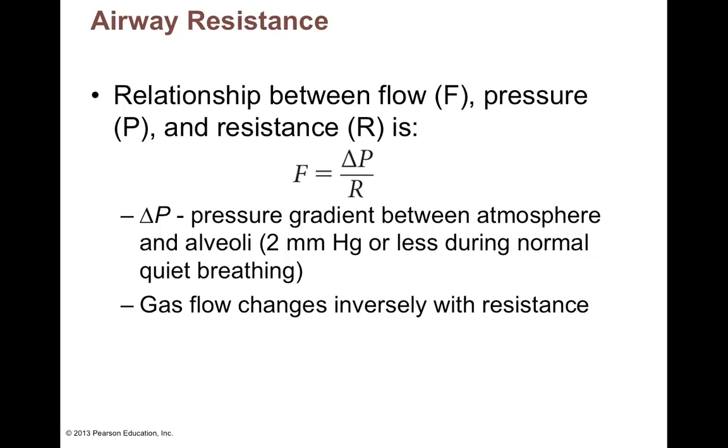Opposite to that, we have bronchoconstriction. So bronchoconstriction, which would be a decrease in the airway diameter, that increases resistance. So if you increase resistance, what happens to flow?